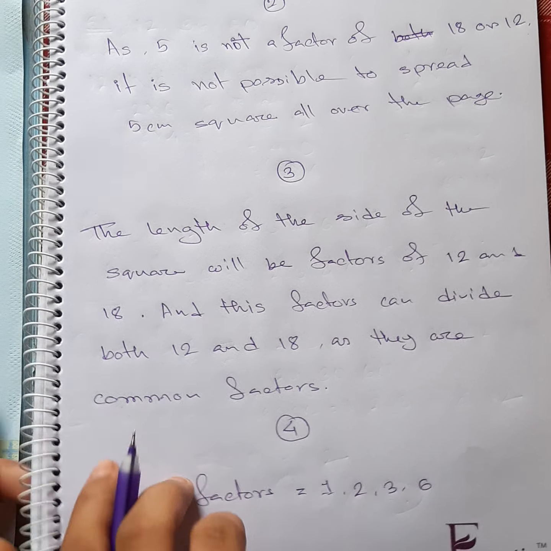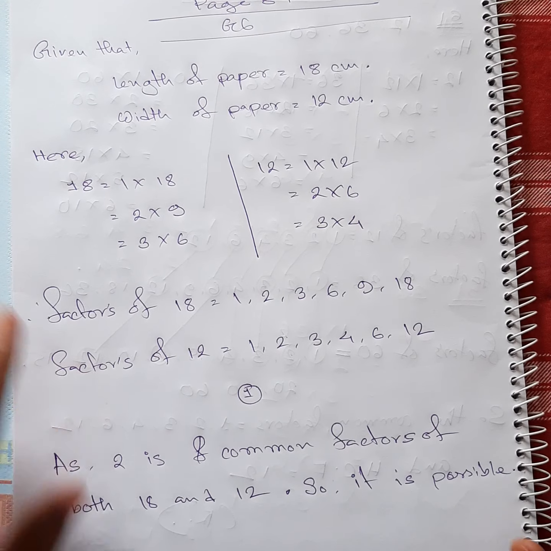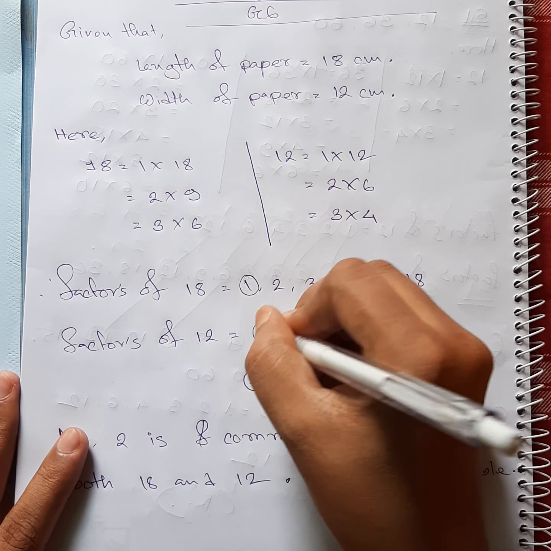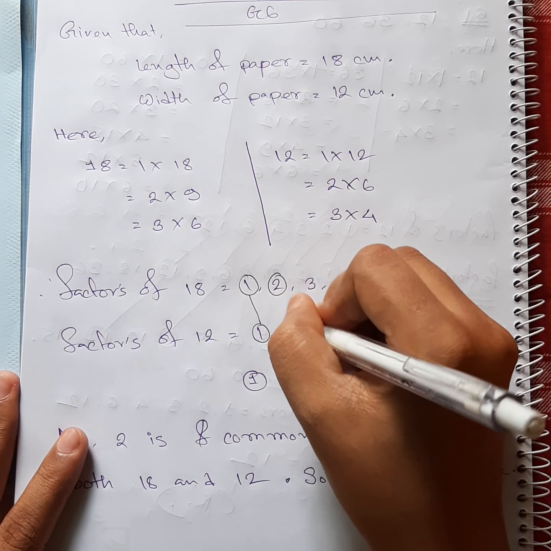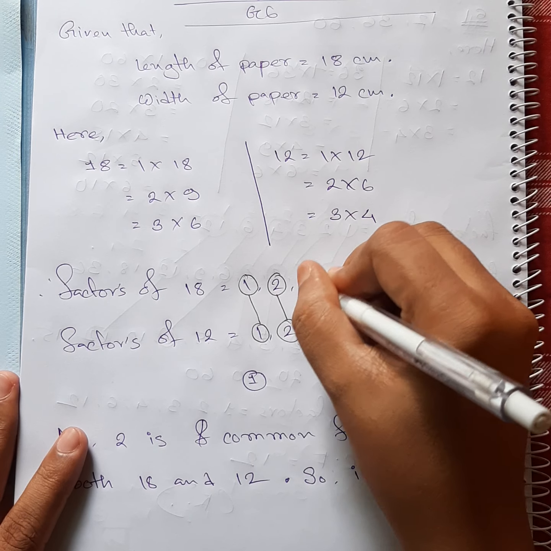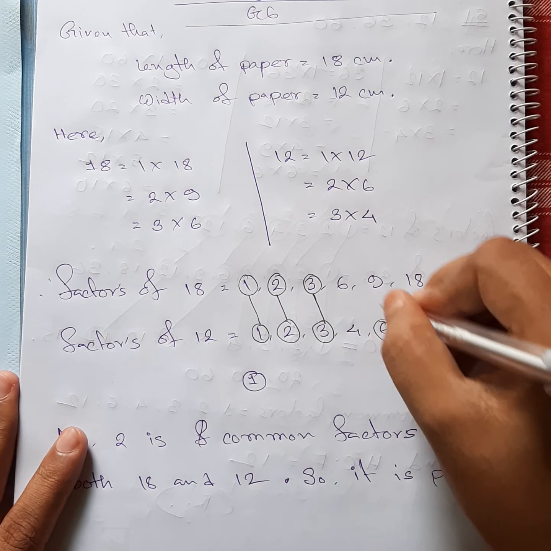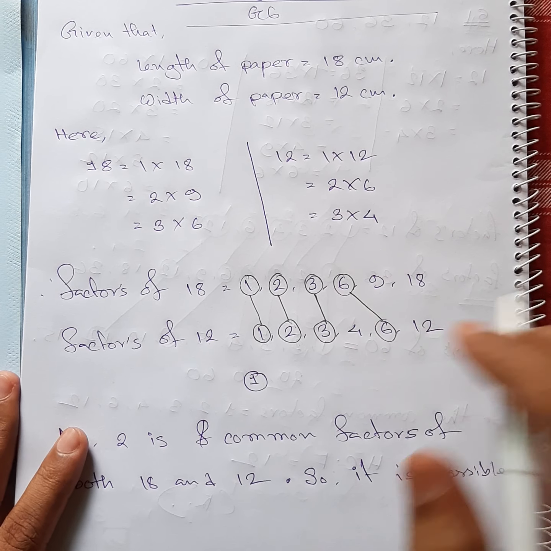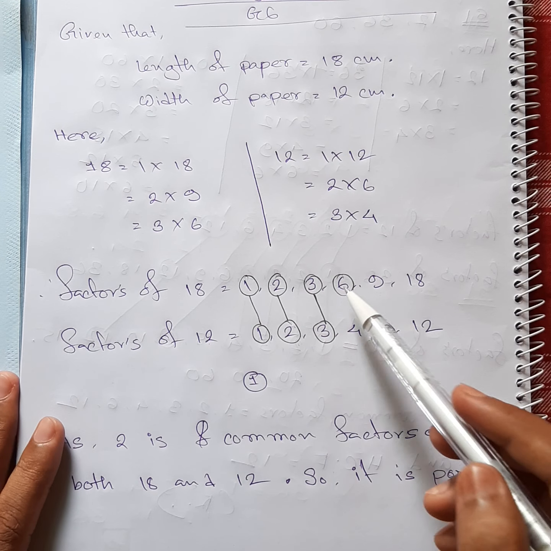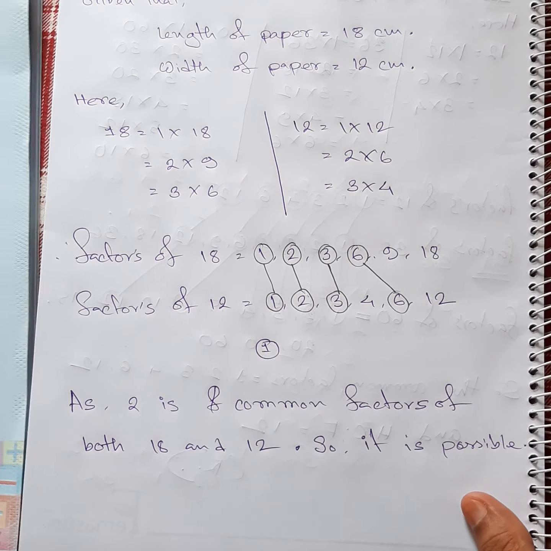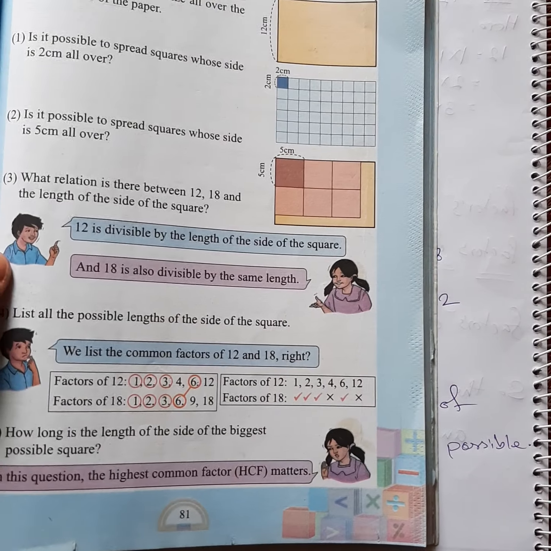If you want, I can show you over here. We get ready with pencil. 1, 2, 3, not 4, definitely 6. So 1, 2, 3 and 6. These are the common factors. Now we will go for the last question.